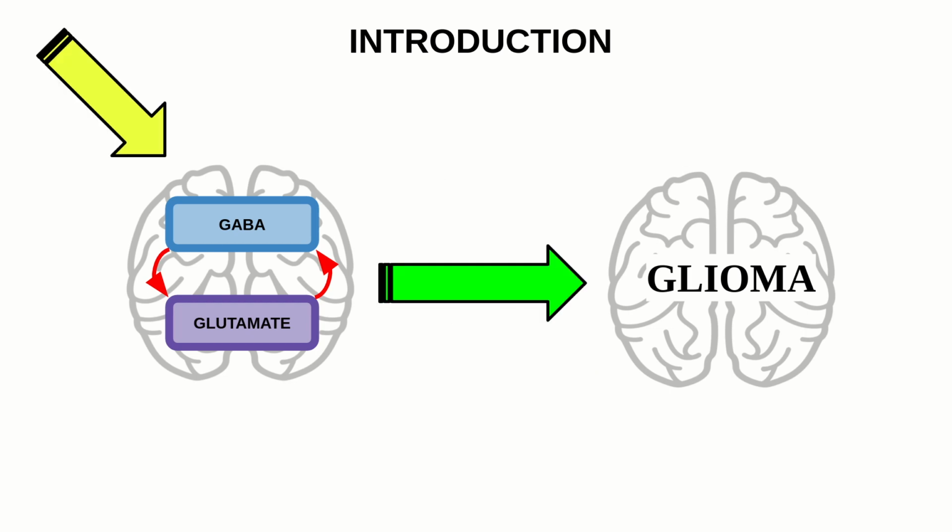Our hypothesis is that GABA and glutamate-related neurotransmission could impact diverse biological regulation in gliomagenesis. In our study, we try to discover this mechanism and to decipher its role in glioma development.